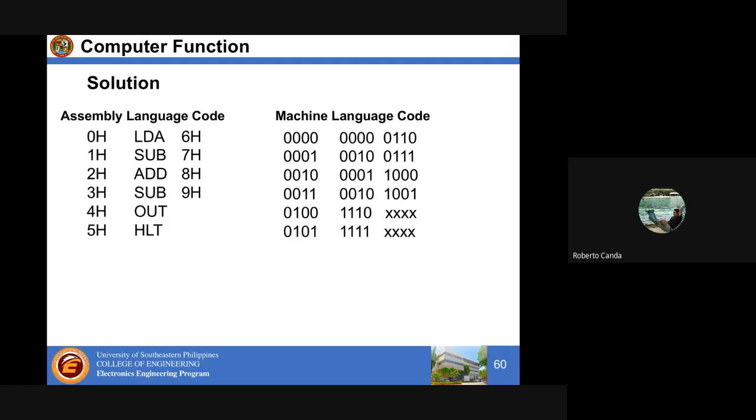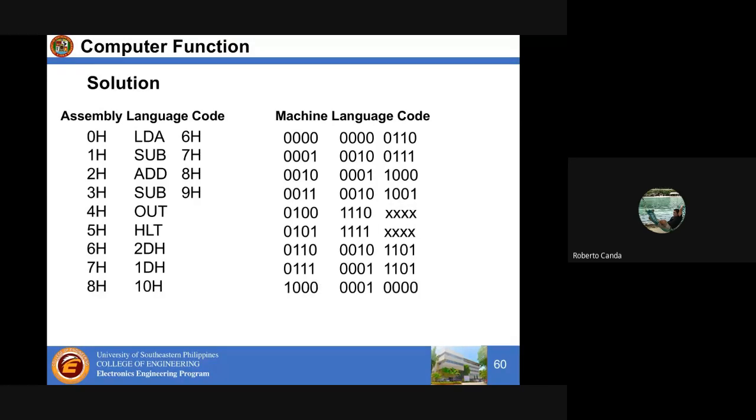For your OUT and HLT, under the address column, the bits put in the address field are XXXX, which means don't care. For 6H, that is our 2DH, and 2DH in binary is 00101101. The 7H is 1DH, so we have 00011101. And 10H is 00010000. The last one is 9H, which is 00010100.